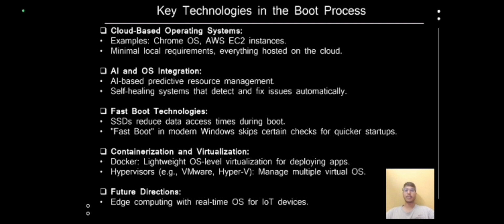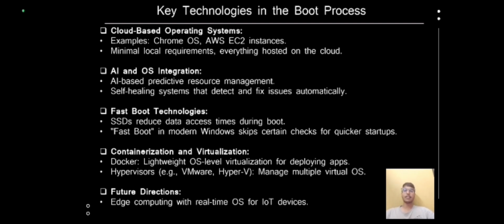Modern operating systems are evolving rapidly and some exciting trends are shaping the future. The first, cloud-based operating systems like Chrome OS are changing the way we use devices. These systems rely on the internet for most operations, making them lightweight and efficient. Next, there is AI integration. AI-powered operating systems can predict user behavior, optimize the performance, and even troubleshoot problems automatically.